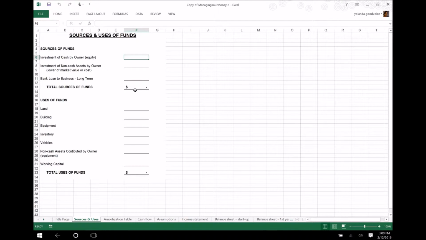Sources and uses, basically it's what you've got coming in, what you're putting into the business, and then the bottom section is where you're going to be spending that money. This is the investment of cash by owner, equity. This is not only your cash match, but the grant as well. And then if you don't have the cash match, you have the in-kind match or a combination, you would put the values in here. And then if you do have a bank loan, a business loan to match this grant, that's where else you'd put it in there.